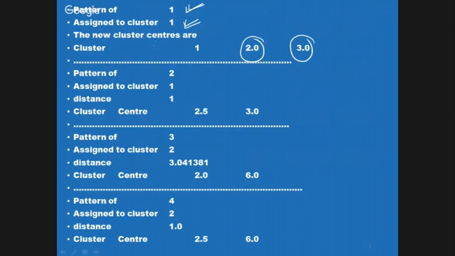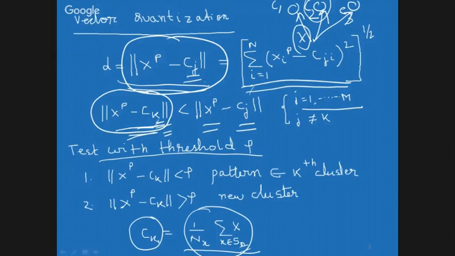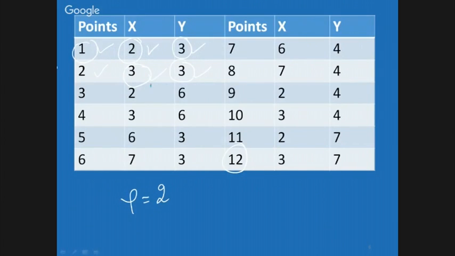Now, come to the second pattern. It is giving the point 3 and 3, the x values, the coordinates. To find out the distance, we want the two coordinates, x1, y1 and x2, y2. Now, Euclidean distance, as I have told you, is x_ip minus c_ji whole square. X means it is a pixel point. So, to find out the distance between 3 and 2, because our center point c_j is 2 and 3, right?